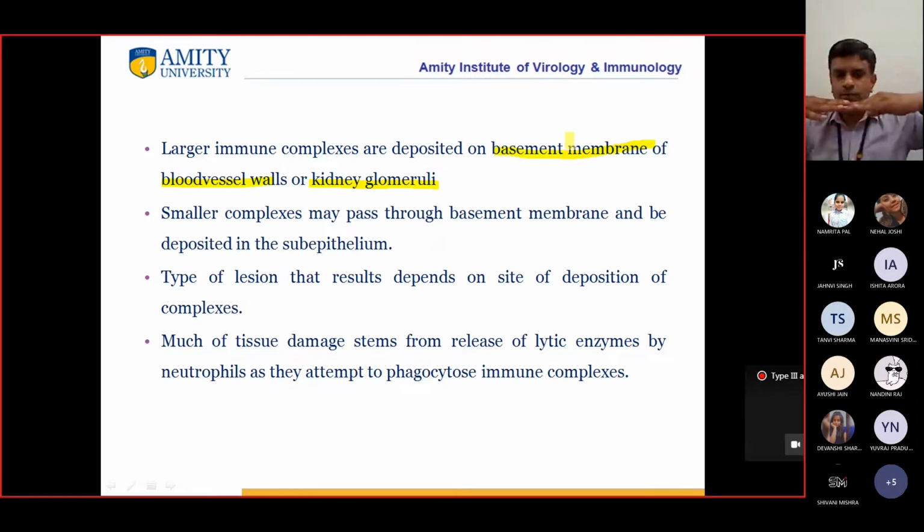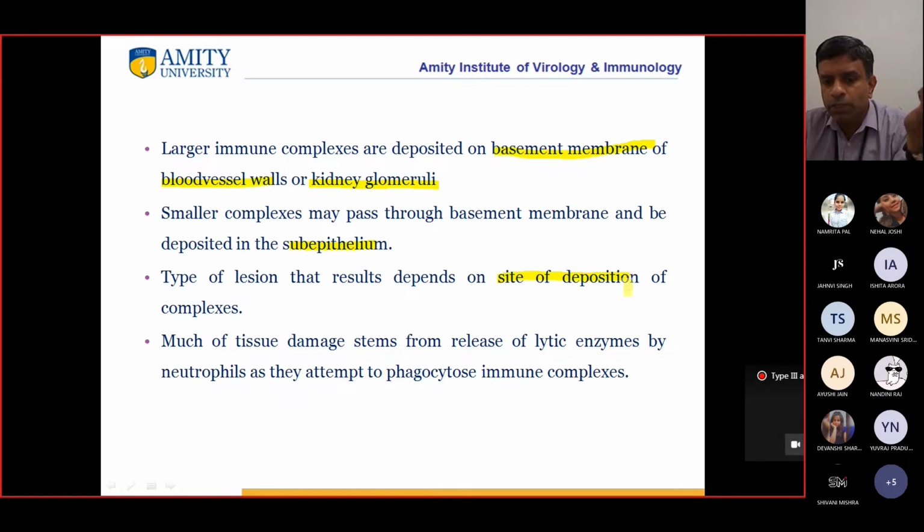Clear? So suppose this is your basement membrane. The large complexes get settled down on the basement membrane, but the smaller ones will get inside and settle beneath this basement membrane. So they get deposited in the subepithelium. Again, the type of lesion that results depends on the site of deposition.